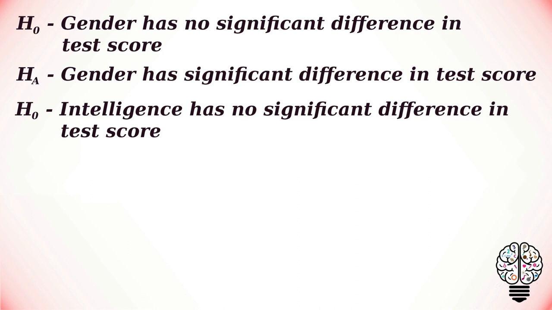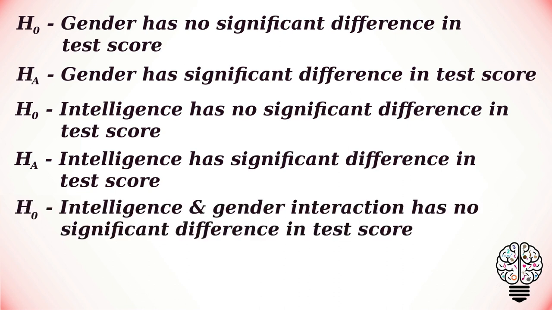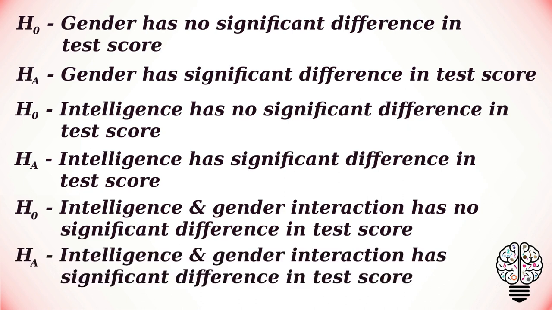The next set of hypotheses is that intelligence will have no significant effect on test score. And the alternative hypothesis is that intelligence will have a significant effect on test score. This is like the one-way ANOVA for the column factor. The last set of hypotheses is that gender and intelligence interaction will have no significant effect on the test score. And the alternative hypothesis is that gender and intelligence interaction will have a significant effect on test score.